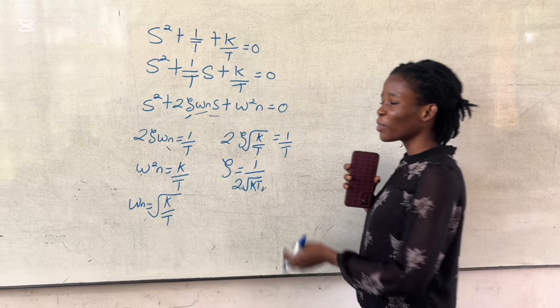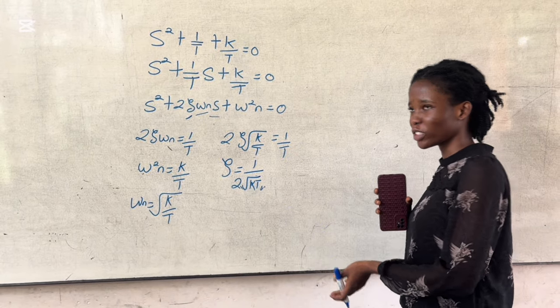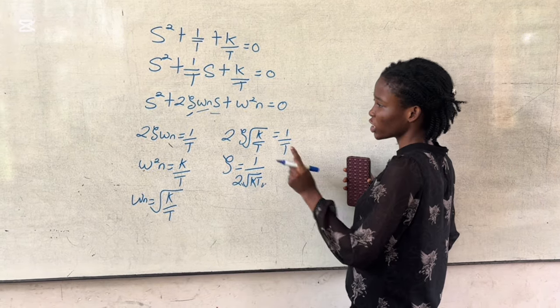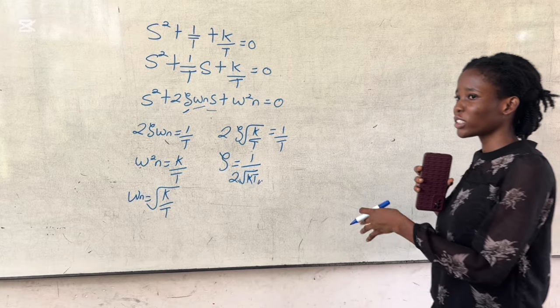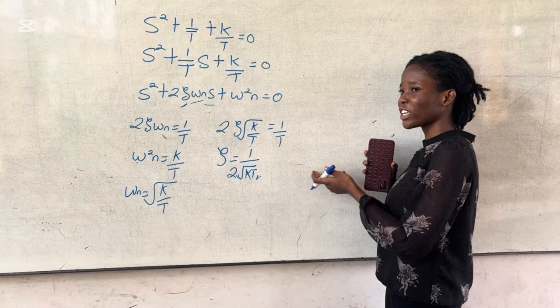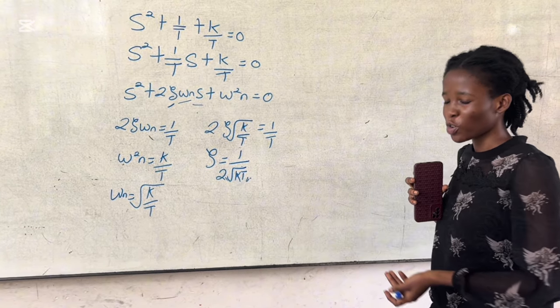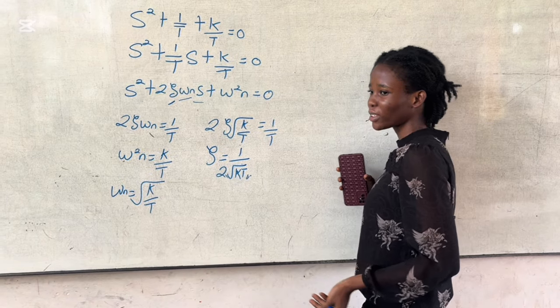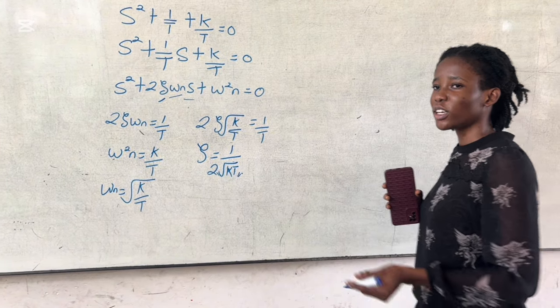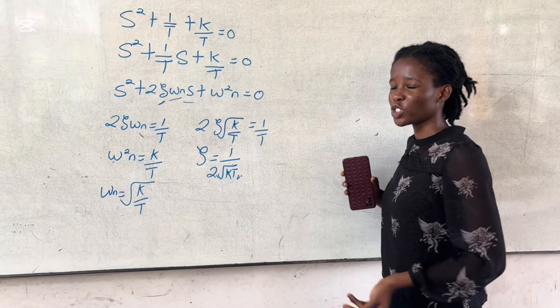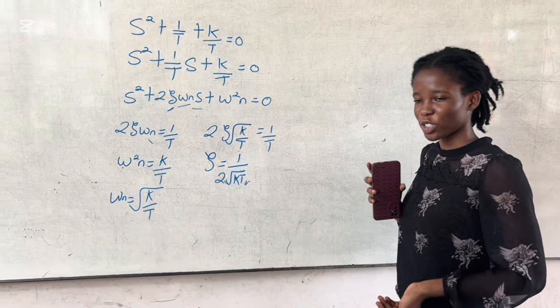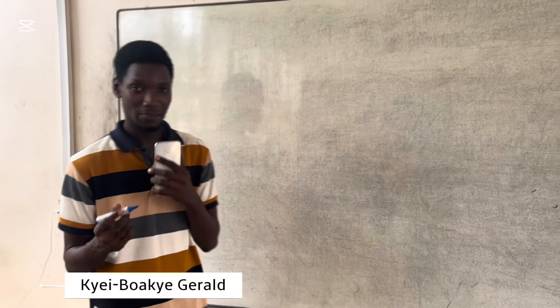Hence, the damping ratio depends on the K, which is our gain. So as the gain increases, the damping ratio becomes smaller, which means the system becomes more oscillatory and produces a larger overshoot. Thank you.